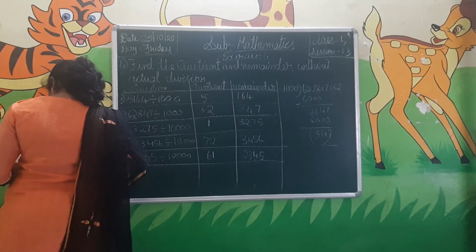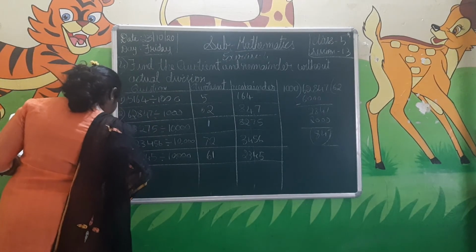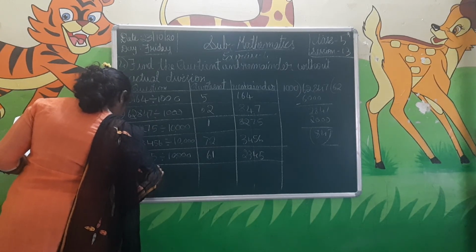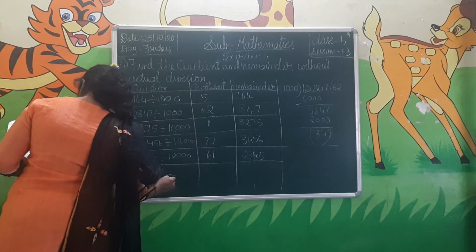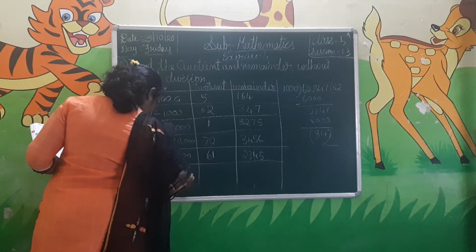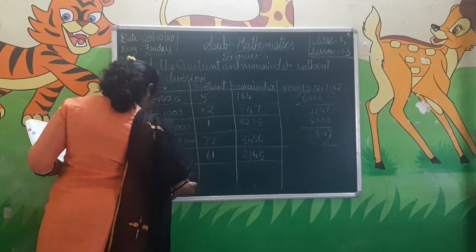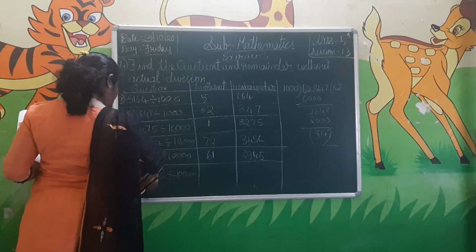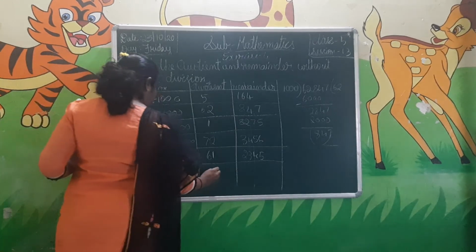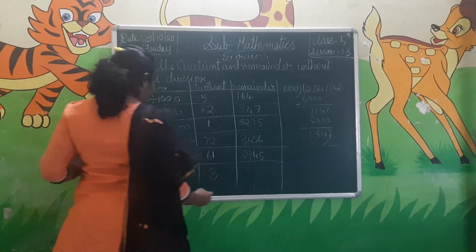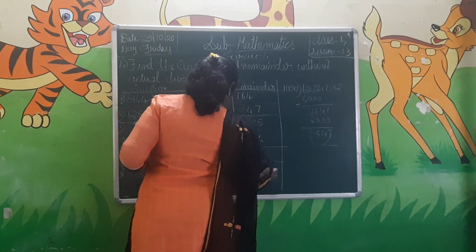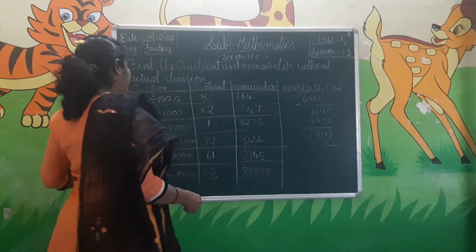And 6th one is 8,88,888 divided by 1 lakh. Okay, 1, 2, 3, 4, 5, 6. Okay, what is in the 6th place? 8. So 8 will be the quotient, and the remaining 8,888 will be the remainder.